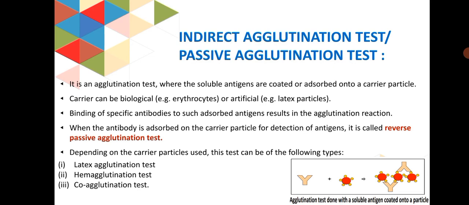When the antibody is adsorbed on the carrier particle for detection of antigens, it is called reverse passive agglutination test. Depending on the carrier particles used, the test can be of following types: latex agglutination test, hemagglutination test, and co-agglutination test.